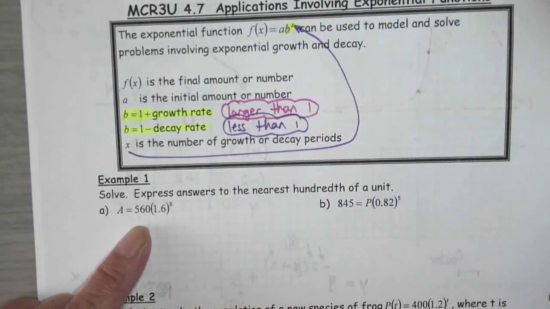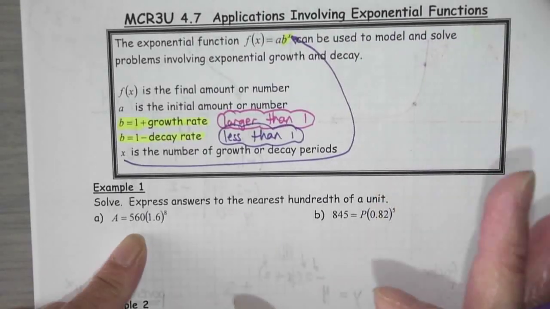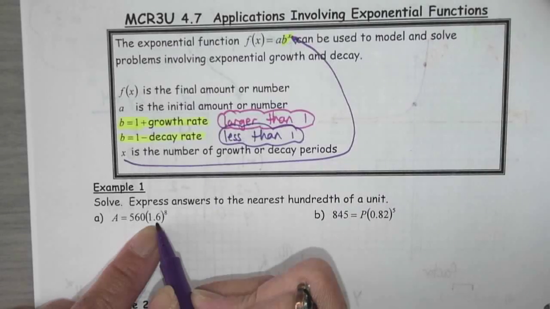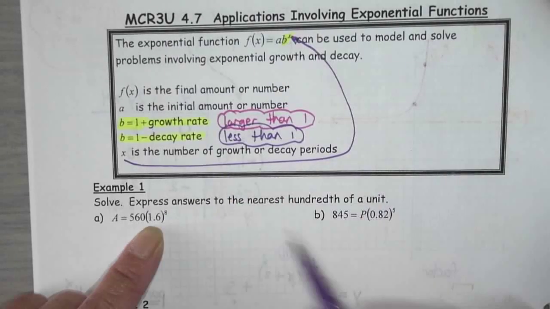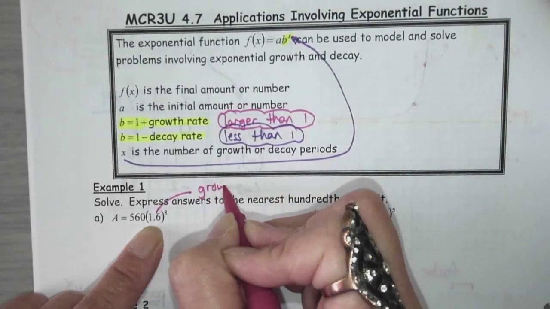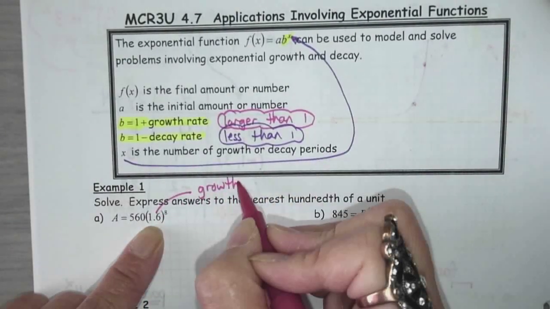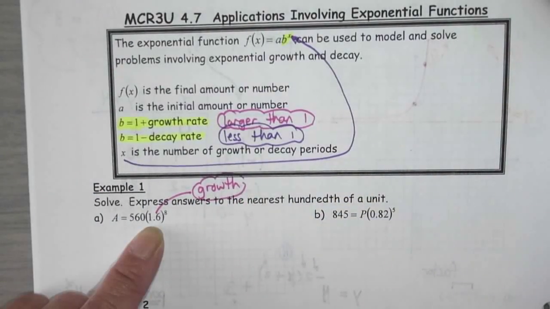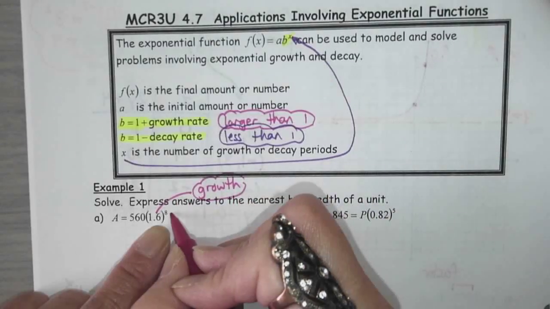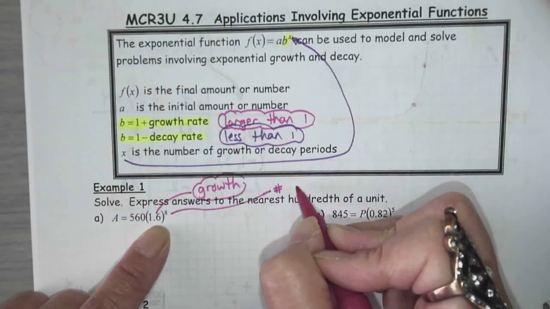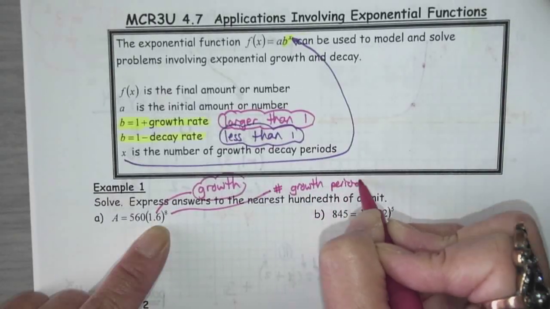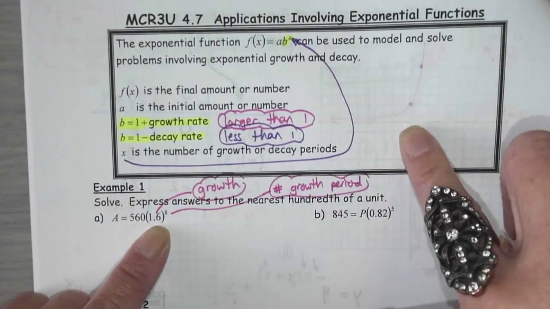Okay, so the way we would look at this is, if I was translating it to this, right? So all the words above. Sometimes the words are too much, and the symbols are confusing, so let me translate what I said above here. 1.6 is greater than 1, so I would consider this to be growth. That's a growth of 1.6. 8 is the number of times it grew, so this is the number of growth periods.